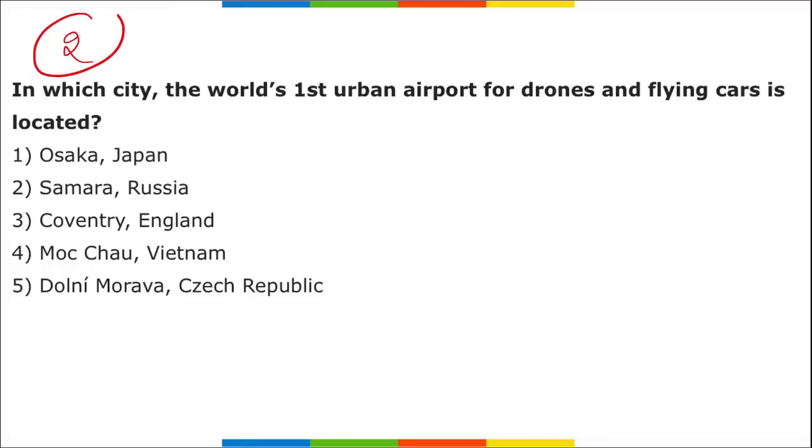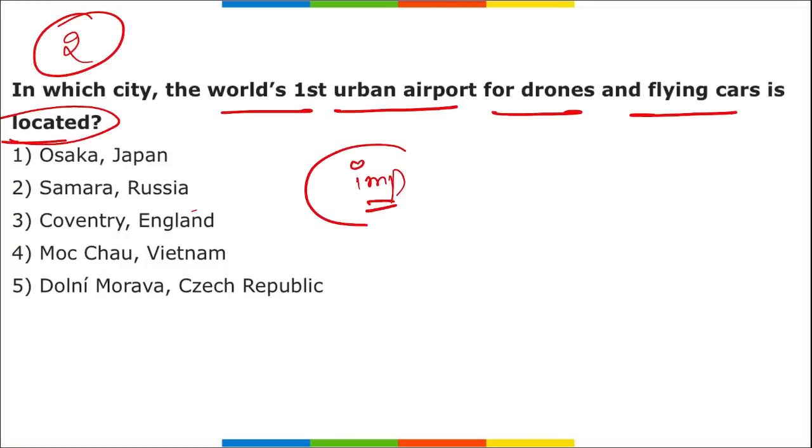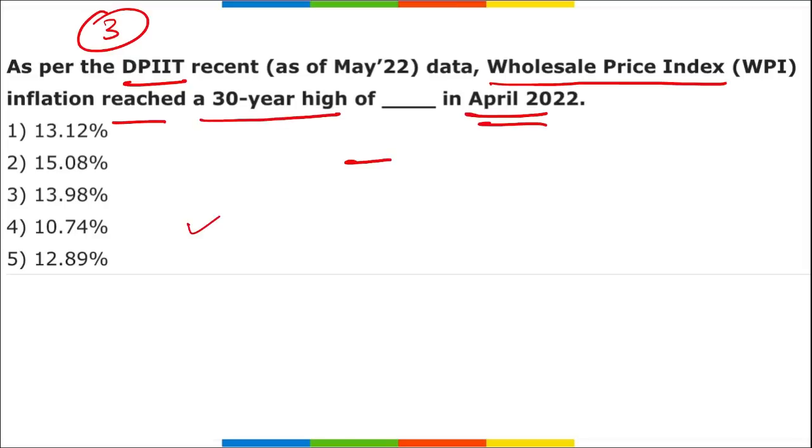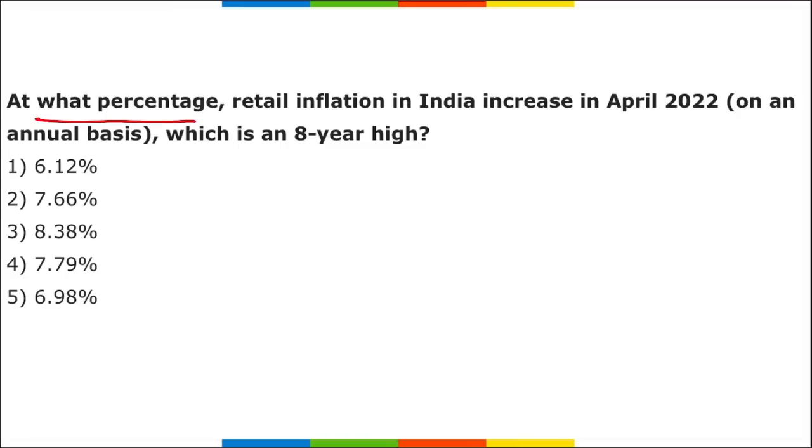Second question, in which city is the world's first urban airport for drones and flying cars located? I repeat, important question. Where is the first urban airport for drones and flying cars located? Third question, as per the DPIIT data, wholesale price index inflation has reached a 30-year high of dash in April 2022. What was the wholesale price index inflation rate? Next question, at what percentage did retail inflation in India increase in April 2022 on an annual basis, which is an 8-year high? This is your fourth question.